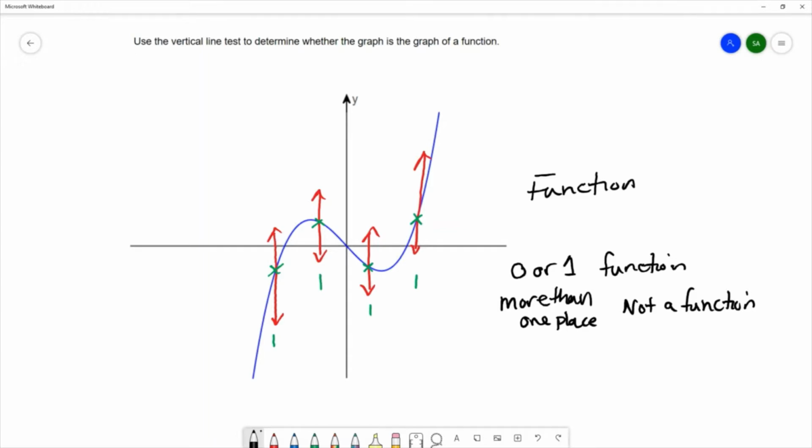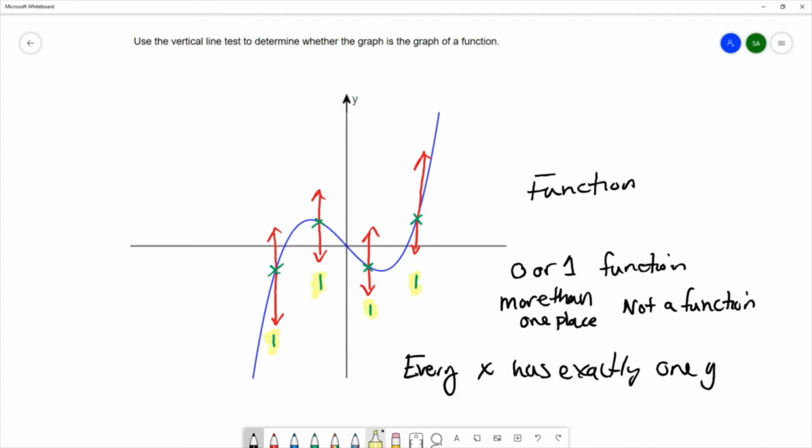So that is the definition of a function, that every x has exactly one y. And that's what the vertical line tells us, that we have one y value for every one of the x's. And those vertical lines are representing particular x values.